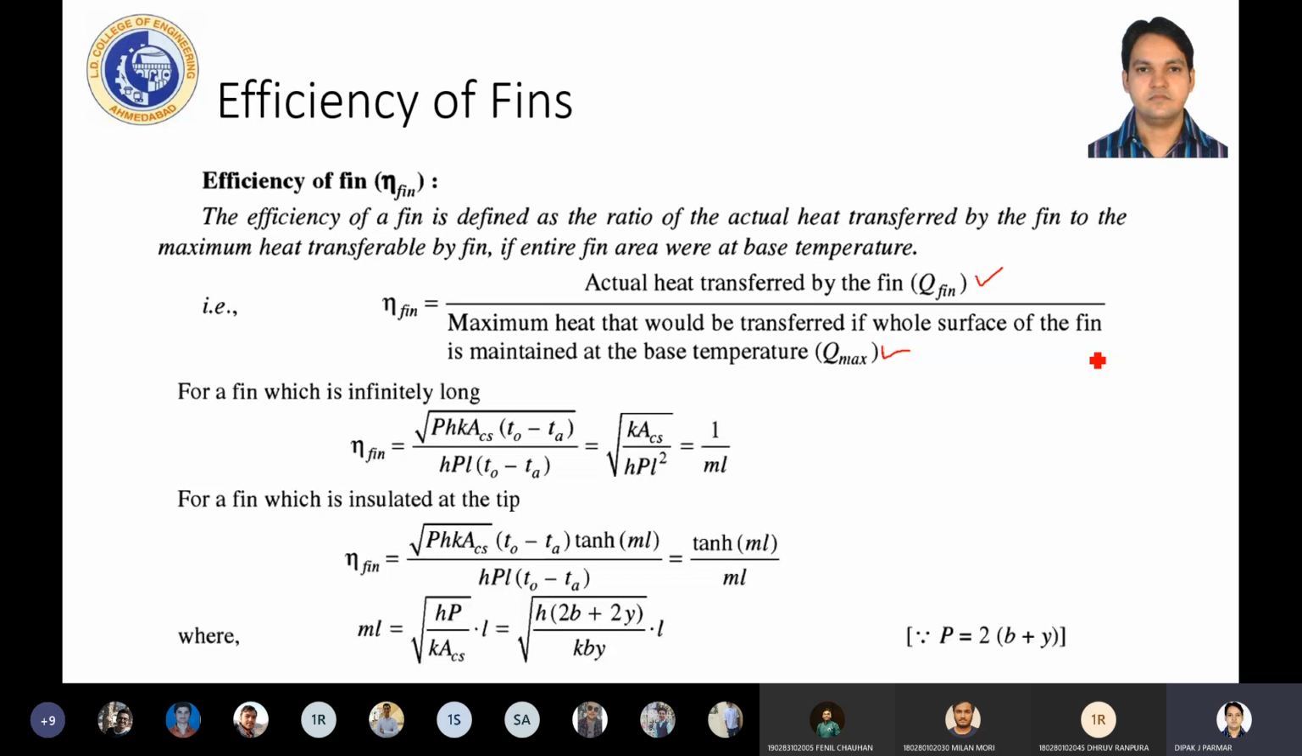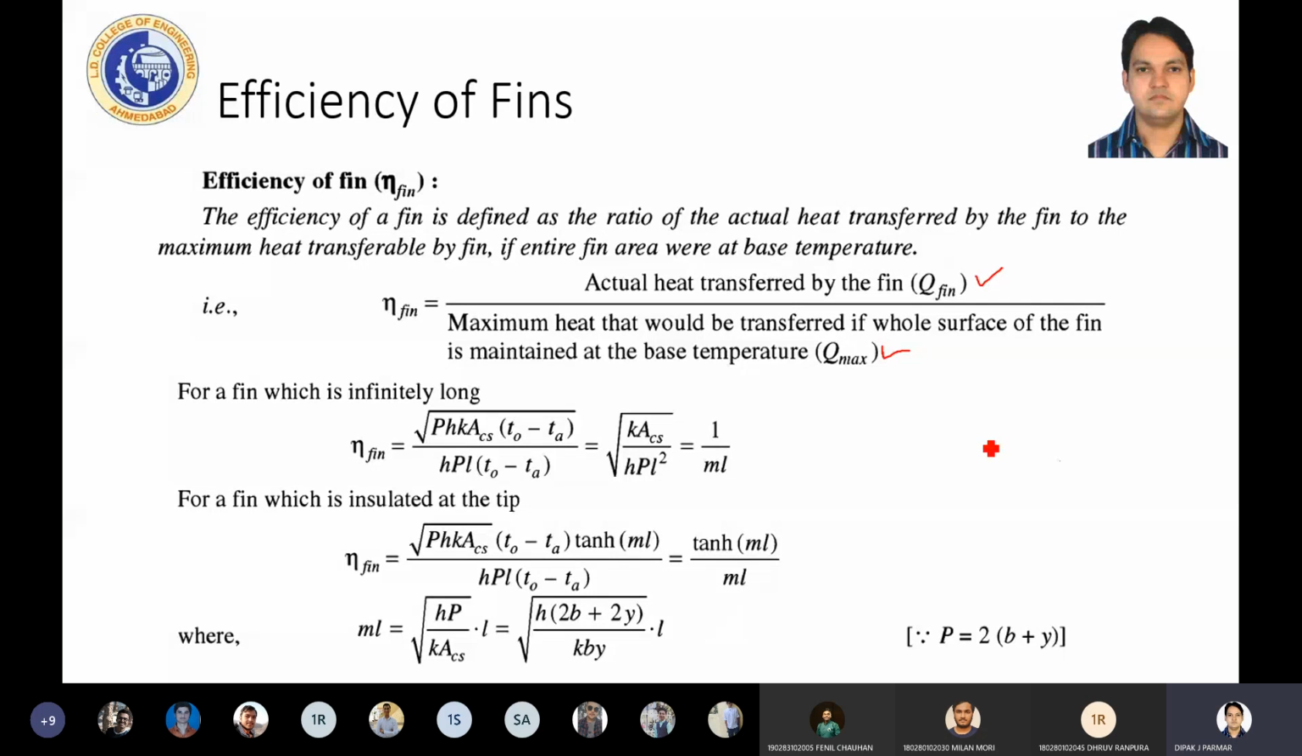For a fin which is infinitely long, the first case, the efficiency equation is the actual heat transfer by the fin, which we have already derived, that is under root of h P k A_c times (T_O minus T infinity), or (T_O minus T_A), divided by h P L, that is the maximum heat transfer rate, times delta T. And if you rearrange this, the final term comes to k A_c divided by h P L squared, and k A_c divided by h P is nothing but 1 upon m squared. We have already discussed this, so the final efficiency comes to 1 upon mL.